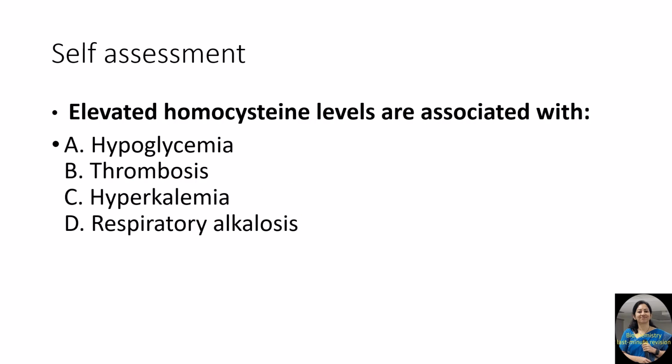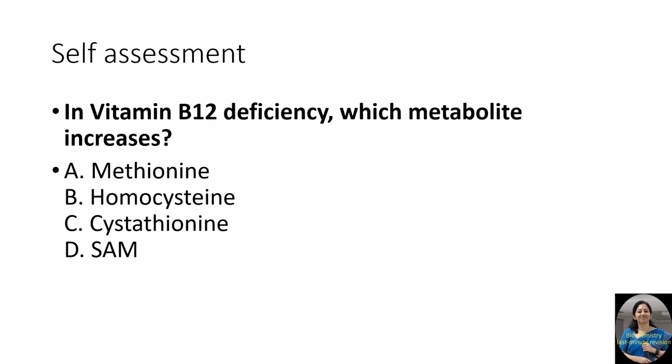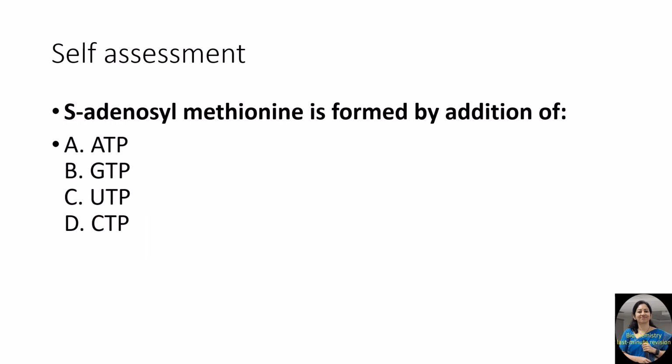Elevated homocysteine levels are associated with, 3, 2, 1, and the answer is thrombosis, because homocysteine activates factor 12. Which vitamin is required for the conversion of homocysteine to cystathionine? 3, 2, 1, and the answer is B6. PLP acts as a coenzyme for cystathionine beta synthase. In vitamin B12 deficiency, which metabolite increases? 3, 2, 1. The answer is homocysteine, because for conversion of homocysteine back to methionine, B12 is required. S-adenosyl methionine is formed by addition of, 3, 2, 1. The answer is the adenosyl group donated by ATP.